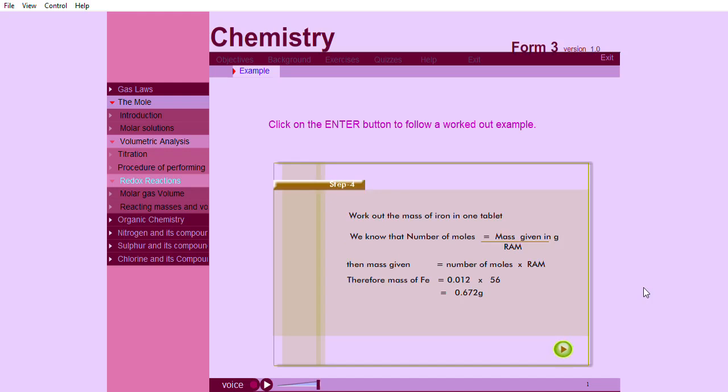Step 4. Work out the mass of the iron in one tablet. We know that number of moles is equal to mass given in grams divided by relative atomic mass. Then mass given is equal to number of moles multiplied by relative atomic mass. Therefore, mass of iron is equal to 0.012 multiplied by 56, which is equal to 0.672 grams.